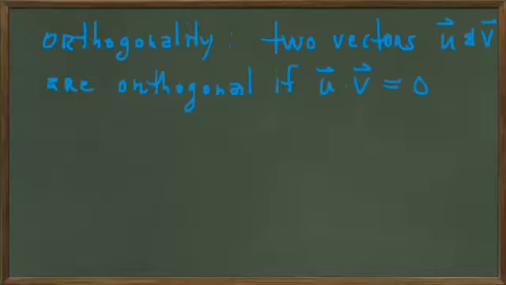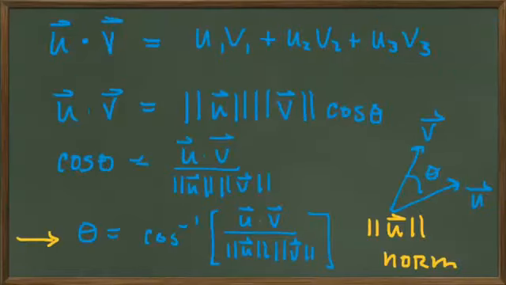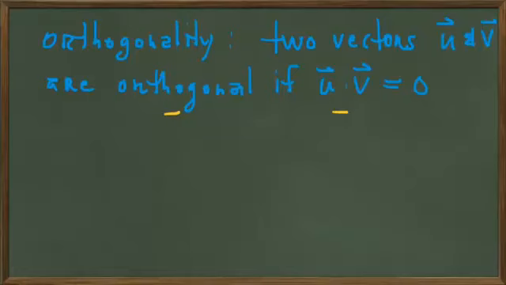On the next blackboard, we're going to look at aspects of two vectors that are important called orthogonality. So two vectors u and v are said to be orthogonal if their dot product equals 0. Remember, the dot product involves the cosine of the angle, so if we take the cosine of the angle and we get 0, that means the angle between them is 90 degrees. So let's note that that means theta equals 90 degrees between the two vectors.